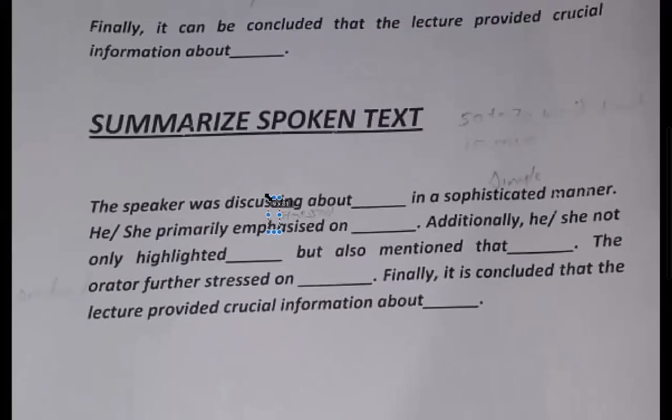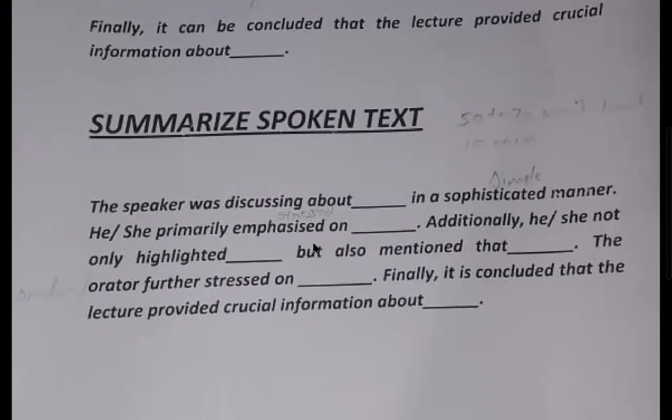Okay, this one. Sorry. So the speaker was discussing dash in a sophisticated manner. He, if it's a male, or she, if it's a female, primarily emphasized on. Additionally, not only highlighted, but also mentioned that the orator further stressed on. Finally, it is concluded that the lecture provided crucial information about, again, you can write the topic here, or if you got anything conclusive from the lecture, you can write that phrase here.